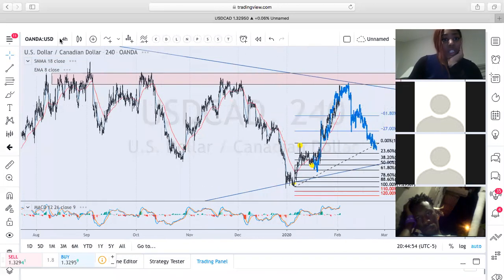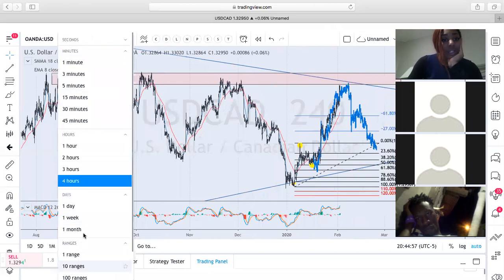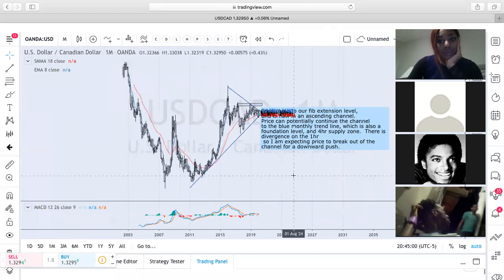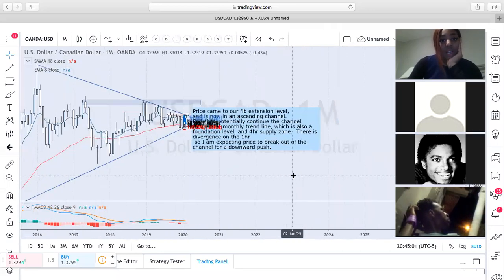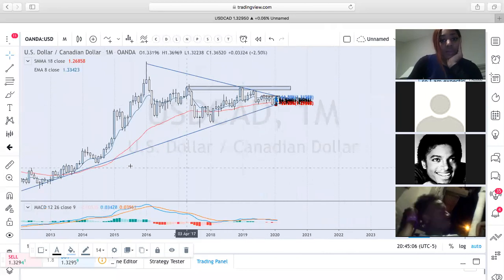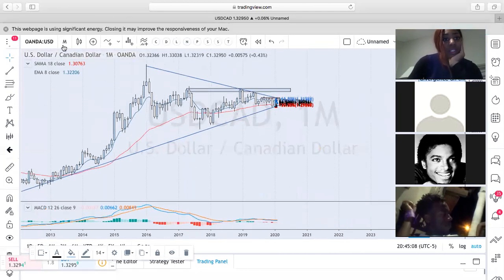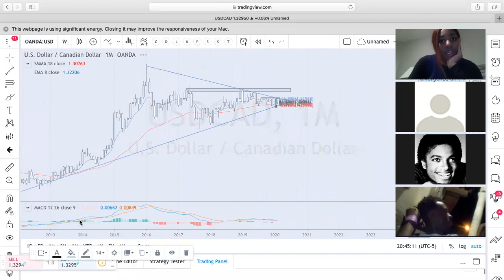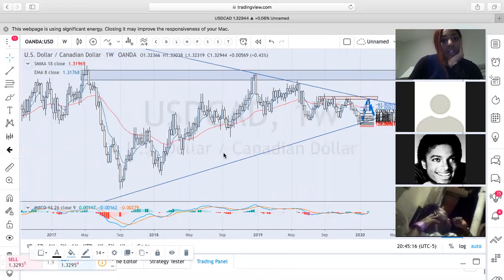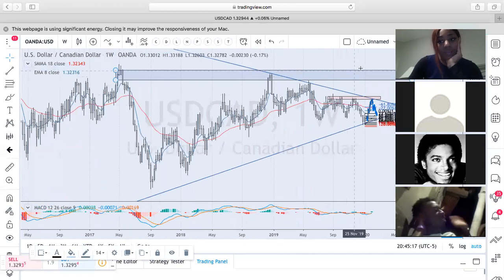Literally, where structure is, I'm gonna break this down also. So this is a monthly. These blue trend lines here. So monthly, as you guys see that. Weekly here. We have like a supply level up top.